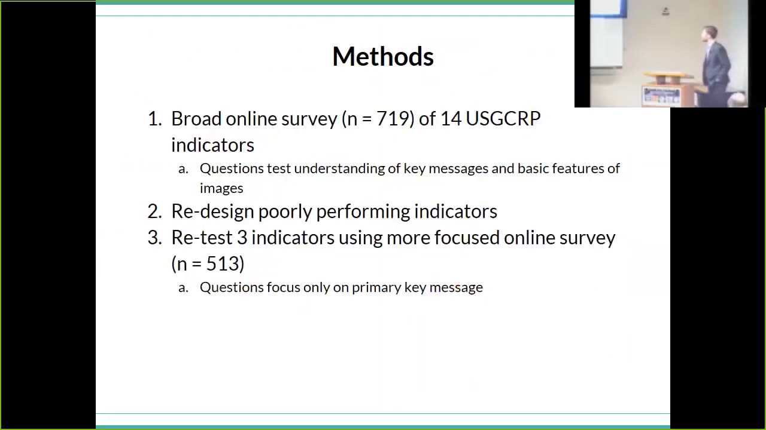And so what we did is we put together a broad online survey of the 14 indicators. These were questions, again, just asking if people are understanding the key messages behind the images themselves. We then took a few of the poorly performing indicators and used the same diagnostic guidance to redesign them, do fairly simple things, and then retested them to see if they improved.